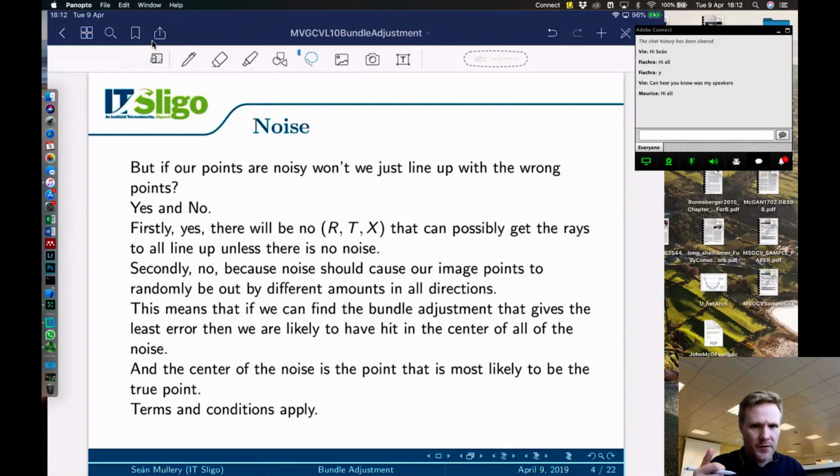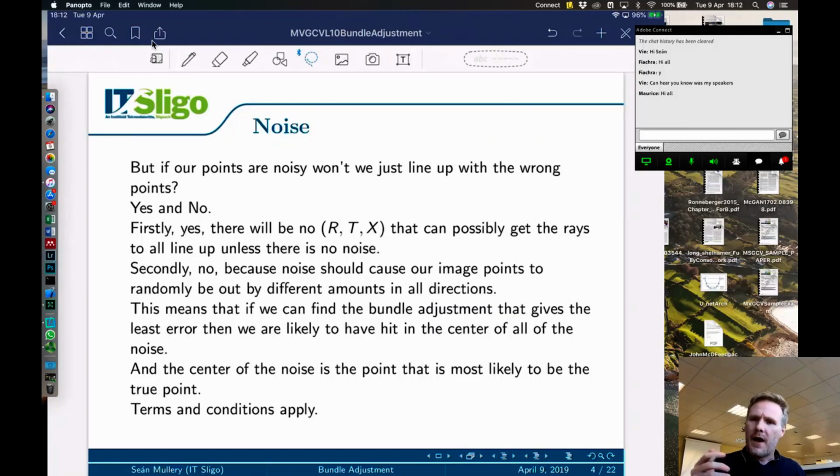Okay, so the second part of this is because the noise should cause our image points to randomly be out by different amounts in different directions. This means that if we can find the bundle adjustment that gives the least error, then we're likely to have hit the center of all the noise. Which means that we're going to find rotations, translations, and remember there's going to be multiple rotations and multiple translations because we've got multiple images and we've got lots of points within those.